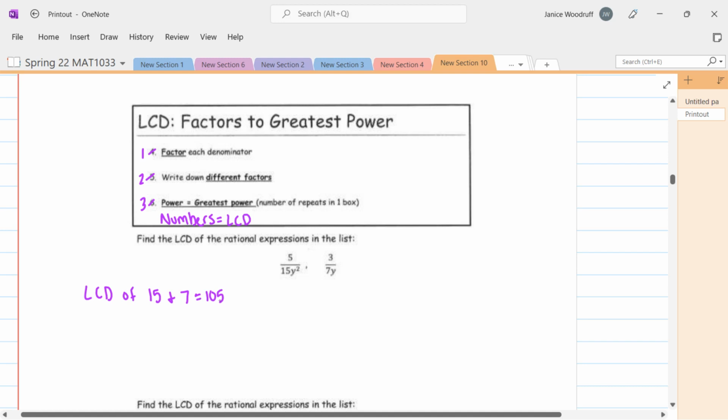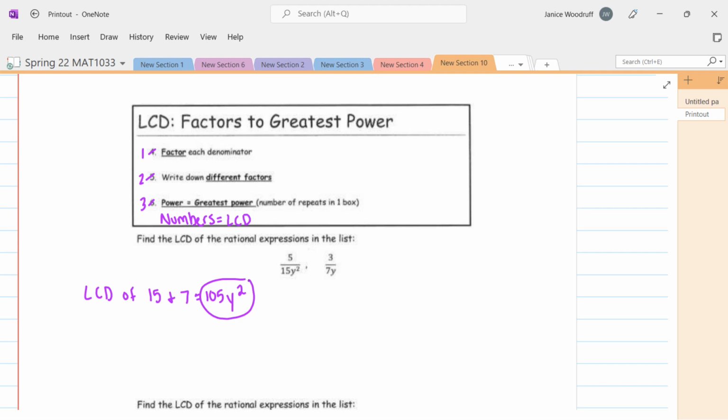Okay, and then when you're looking at the variables, what you want to look at is the powers. So the power is going to be the greatest power. Here you have y squared and y. You want to use the greatest power, so you would use the y squared. Okay, and then if you have factored variables, like say x plus 1 or x minus 1, you would want one of each factor. So for variables with an exponent, the greatest power; numbers, it is the LCD; and then you would also want one of each factor.